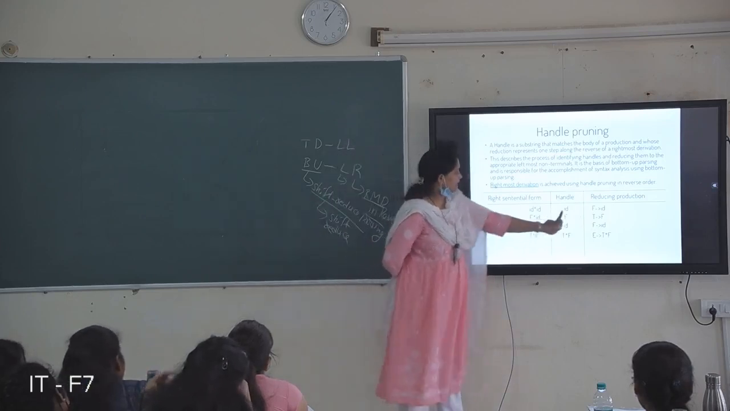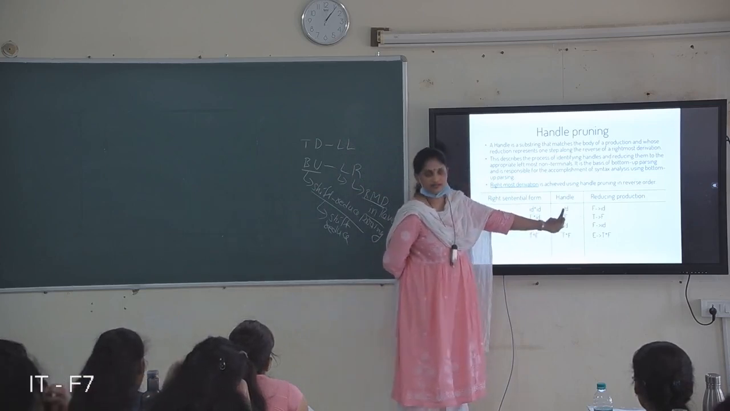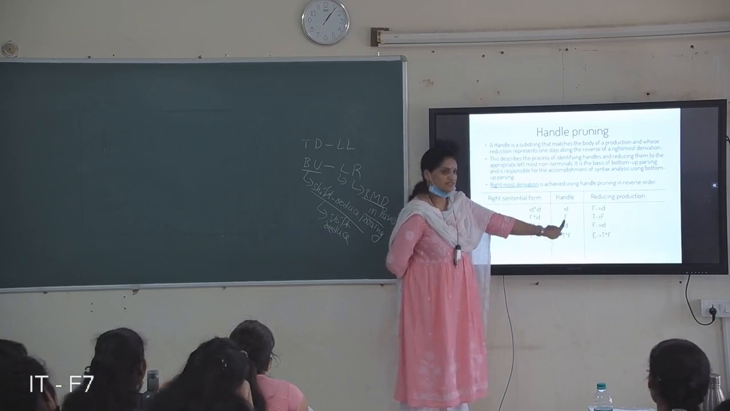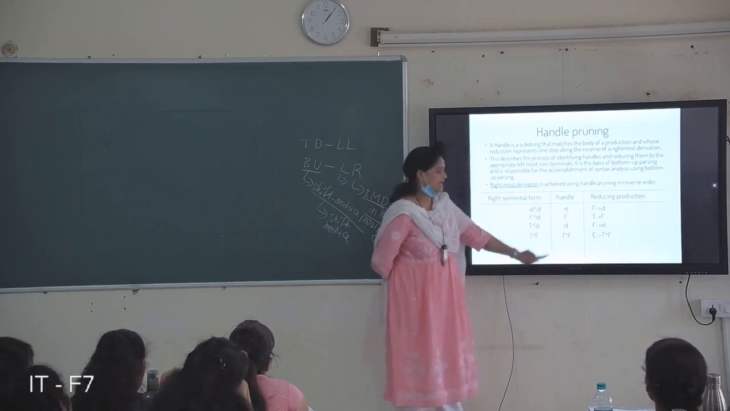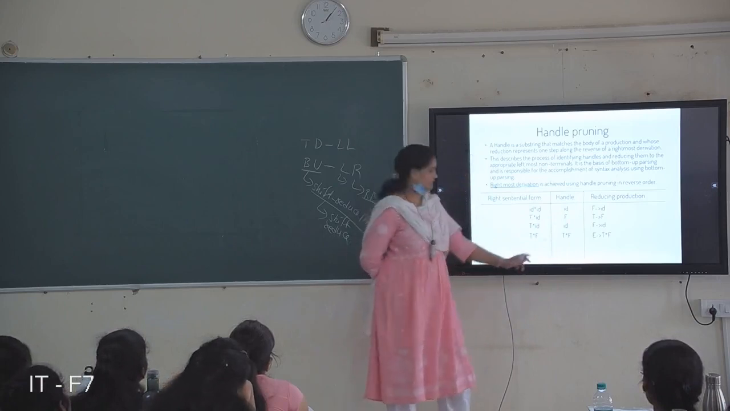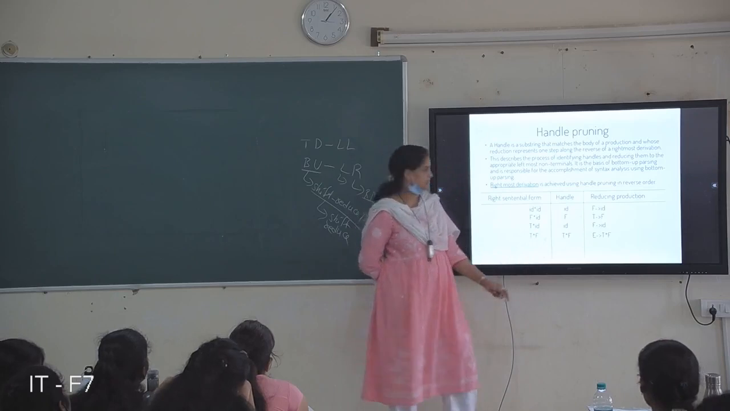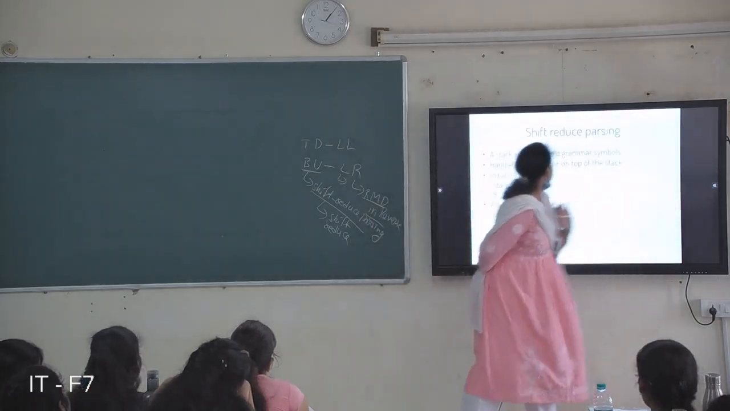Every time, in each step, we are identifying the handle. The first time id is the handle, next time f is the handle, next time id is the handle, and next time t star f is the handle. Like that it is reduced to e. At last you get the starting symbol.